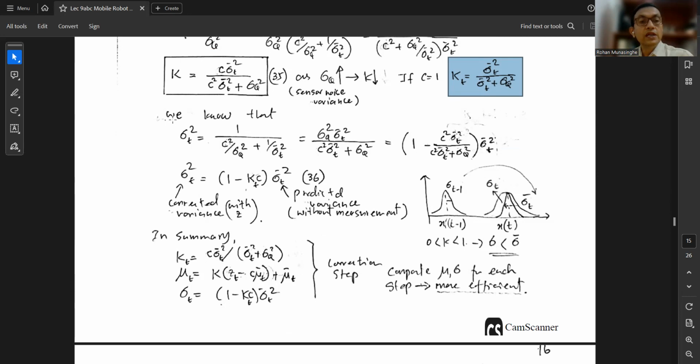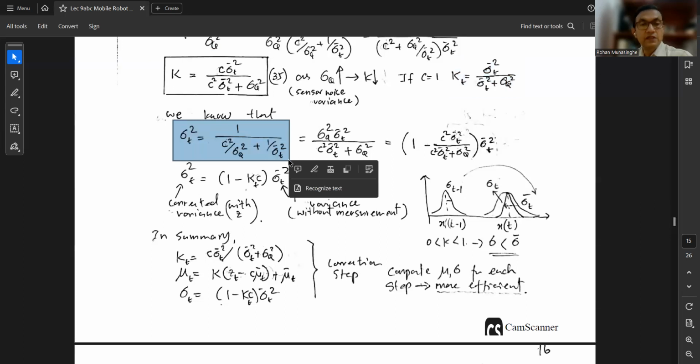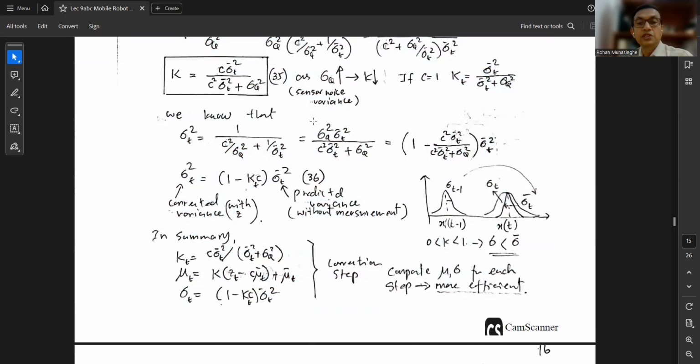We also found earlier that after correction, the position variance is given by this equation. Now, you can see on the left hand side, there's no bar. This is after correction, right? So you can manipulate that equation into this format.